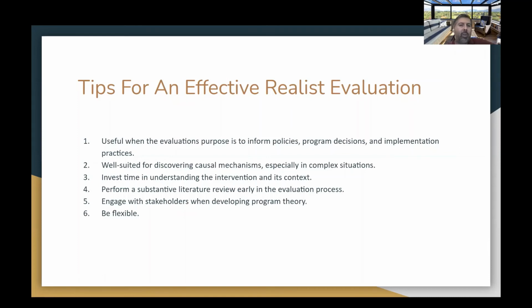A realist evaluation is well suited for discovering causal mechanisms, especially in complex situations. To review, a mechanism is what makes a program work. Ray Pawson believes that the why question is prior to the does it work question. And to help answer this question, realist evaluations use at least 3 forms of evidence: quantitative, qualitative, and comparative evidence. Occasionally, narrative evidence is also used to discover causal mechanisms.